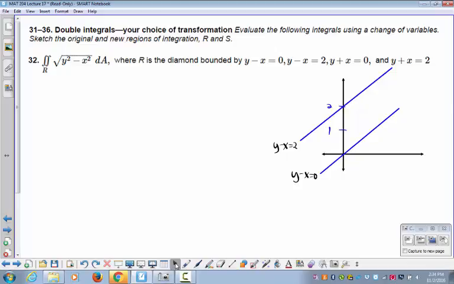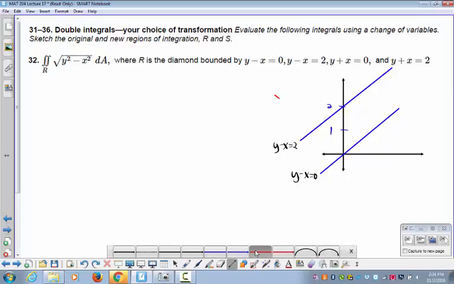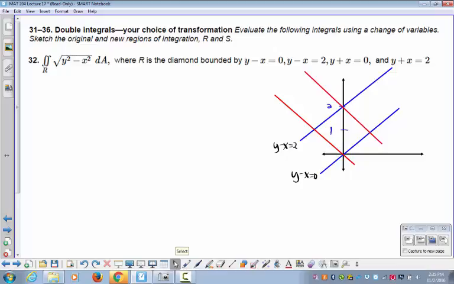So then the other one, the third equation right there, that's y equals negative x. Let's use different colors. So y equals negative x is going to come in like that. And then y equals negative x plus 2 is going to look kind of like that. So we get this diamond region. That's our region R. All that in there. This point right here is 1, 1. This line is y plus x equals 0. This line is y plus x equals 2.